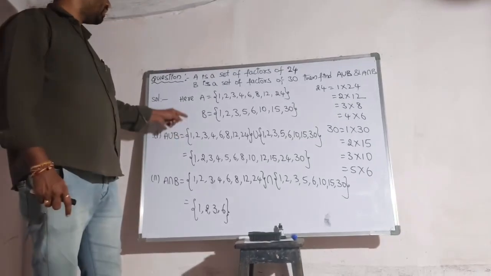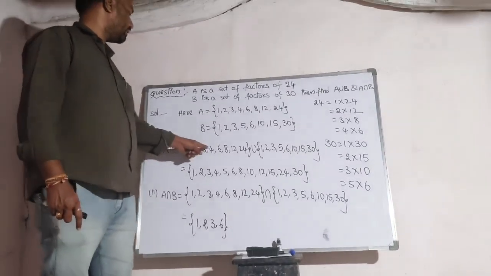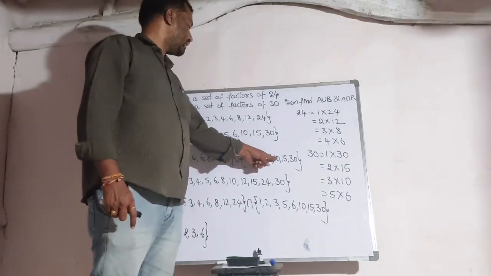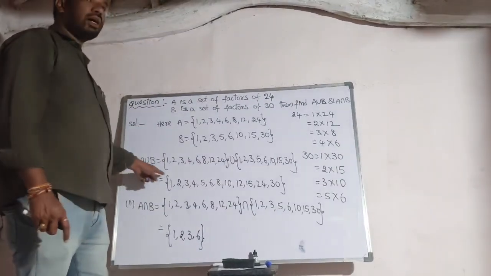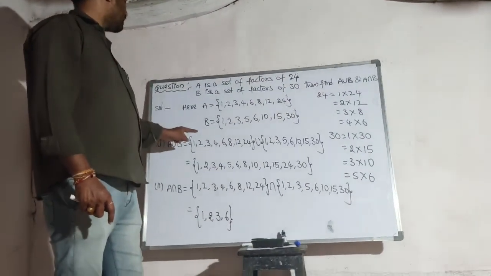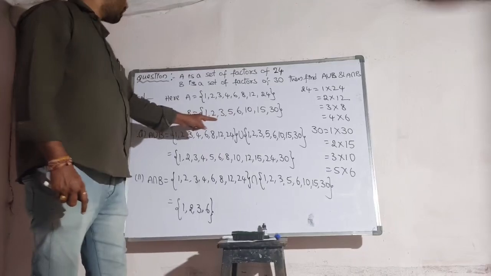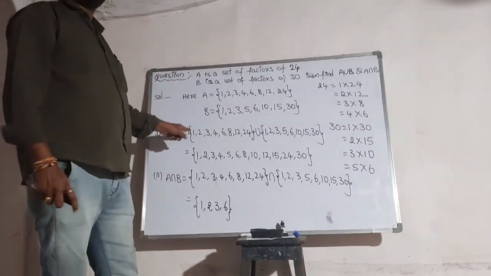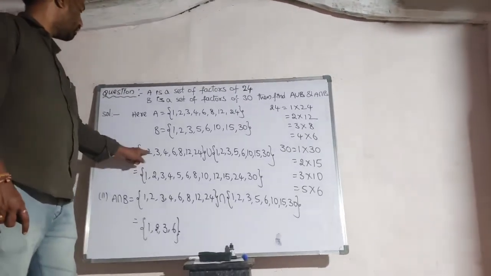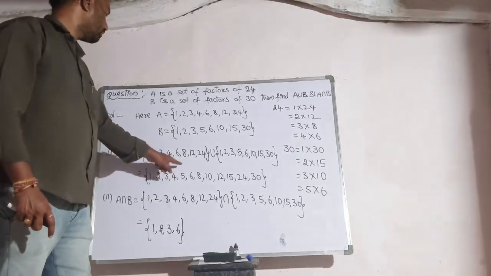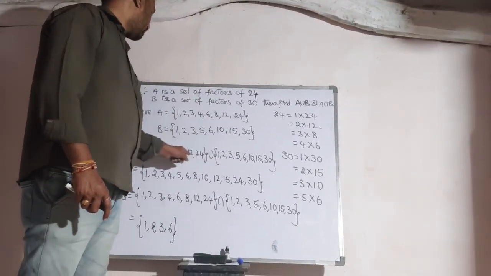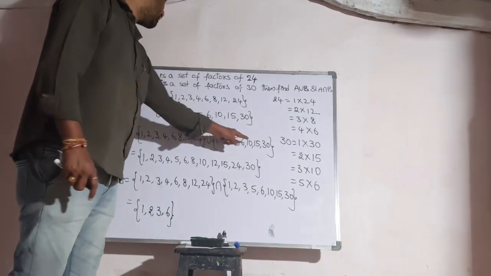A union B. Union means all elements. 1, 2, 3, 4, 6, 8, 12, 24. Union B: 1, 2, 3, 5, 6, 10, 15, 30. A union B means the elements which are in set A or set B. So 1, 2, 3, 4, next 5, here 6, 8, 10, 12, 15, 24 and 30.